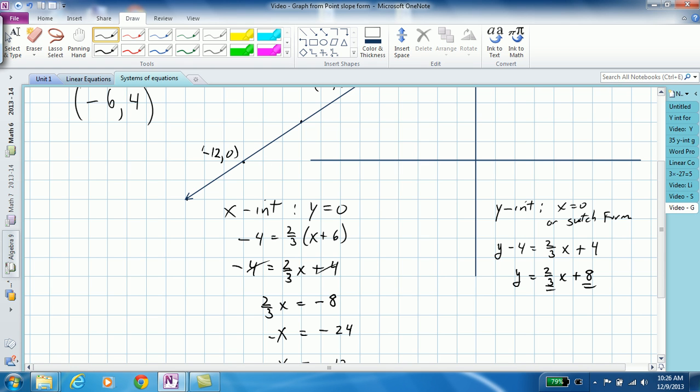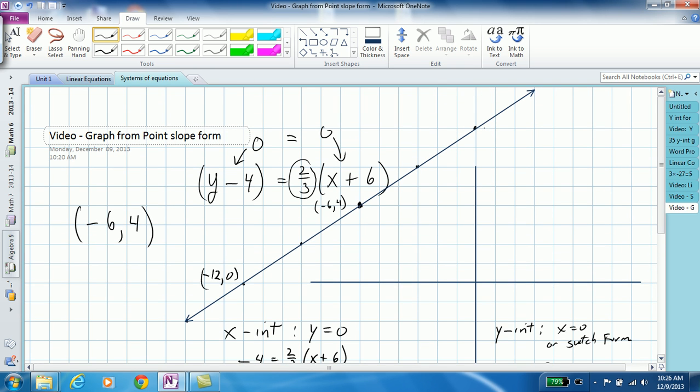-12, 0. That makes sense. The y-intercept is 8. 0, 8. That makes sense. So there's a complete graph with the intercepts labeled. It starts with the known point and moves up the slope, and you can get the quick, accurate graph.